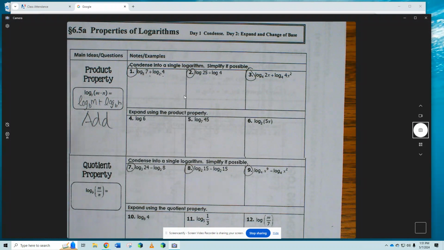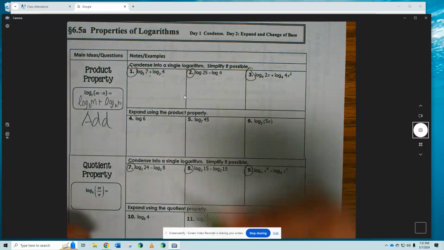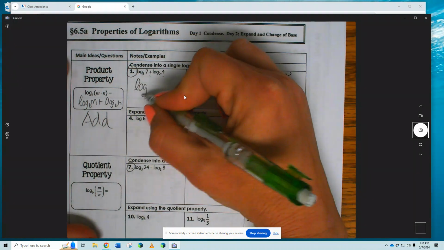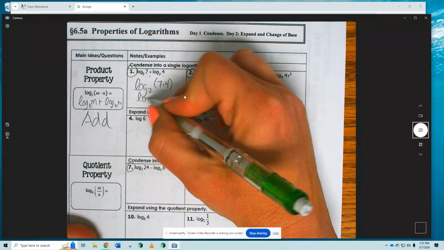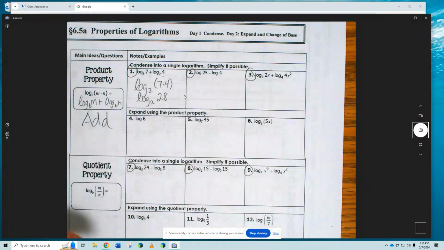That's fine. 28. Plus sign. Yeah, you multiplied them. Good. Log base 2 of 7 times 4. Log base 2 of 28.